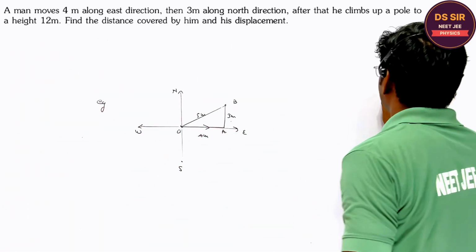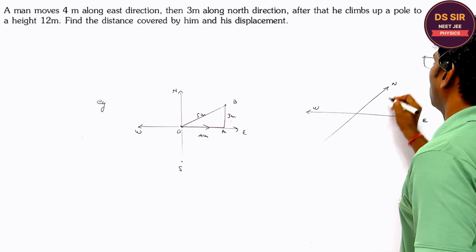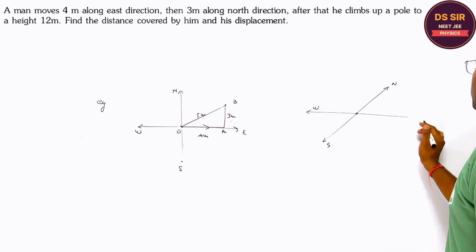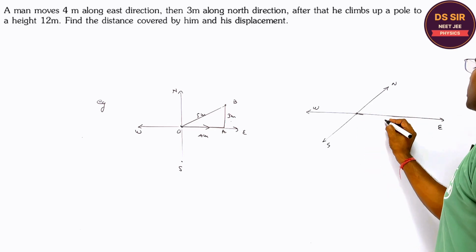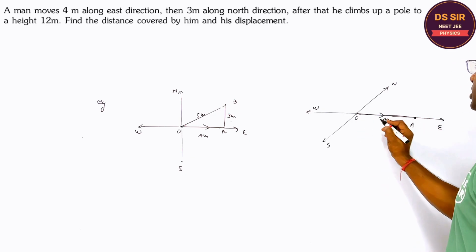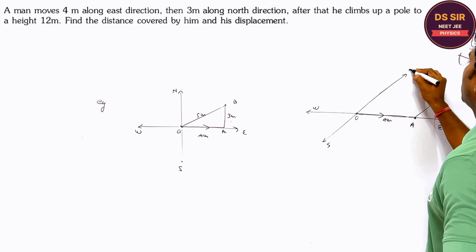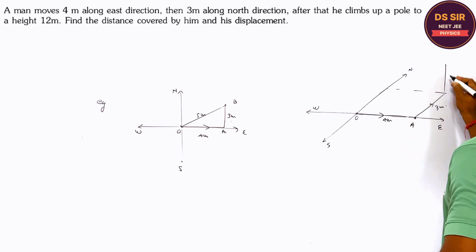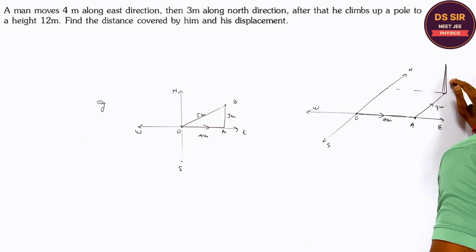In 3D, I'm making the figure for you. Suppose this is the east, this is the west, north and south. Starting from here, it moves for 4 meter, like this, O to A. Then along the north direction, 3 meter. Is it clear or not? And in this space, there is a pole like this. And how much is the pole? The pole is of 12 meter.